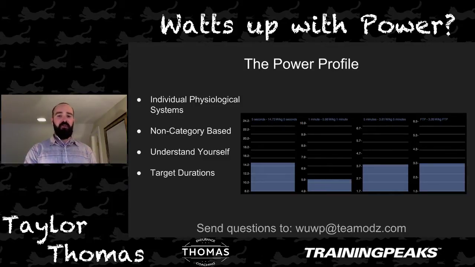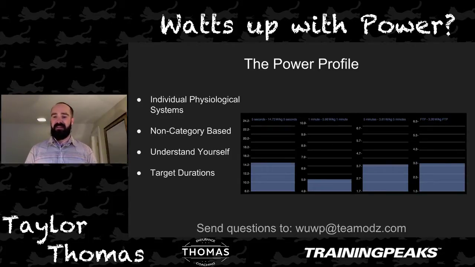So the four primary durations that the power profile is going to look at, you can see from the screenshot on the slide here. It's going to be 5 seconds, 1 minute, 5 minutes, and functional threshold power, FTP, or lactate threshold. So the reason that those durations exist is because they most closely correspond to key systems in the body. So your 5-second power is going to correspond to neuromuscular power. Your 1 minute is going to be anaerobic, your 5-minute VO2 max, and of course your FTP is going to be your lactate threshold.